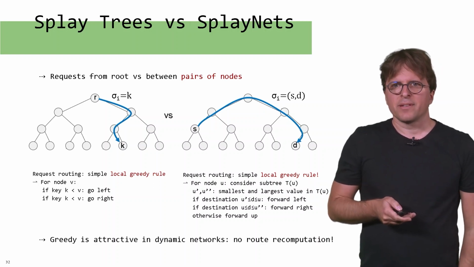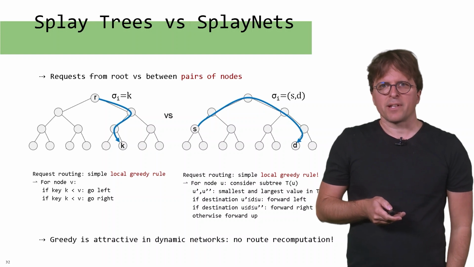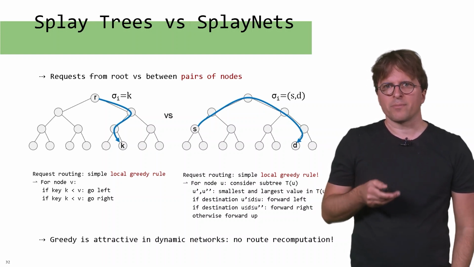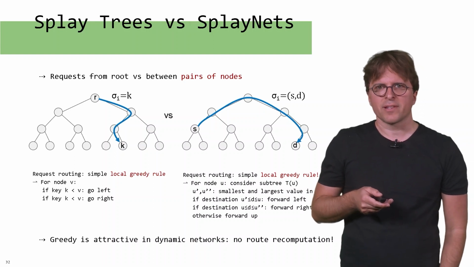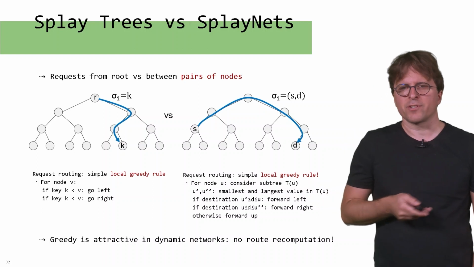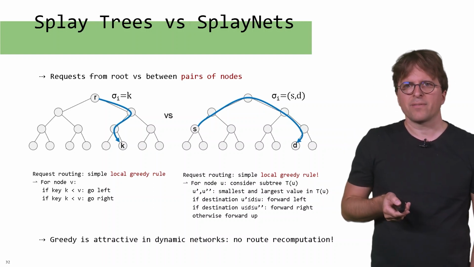And this is quite attractive in dynamic networks to have such a local greedy routing, because basically we don't need to recompute routes if the topology changes. So the control plane doesn't have to reconverge. We don't have to recompute shortest paths or anything like that, because we have this local rule.